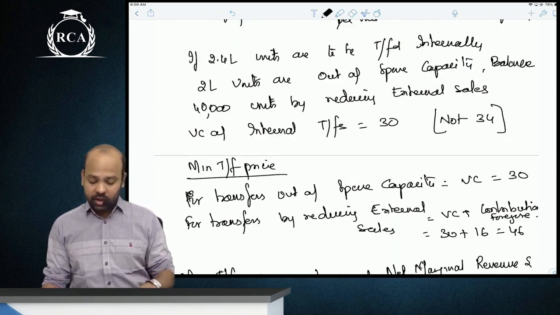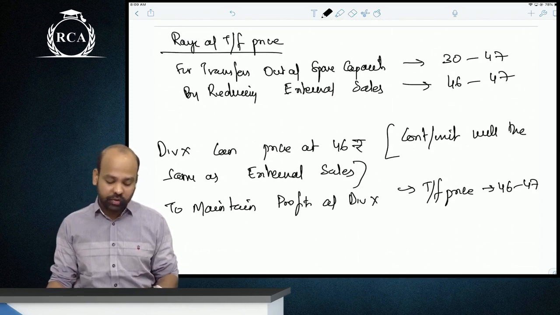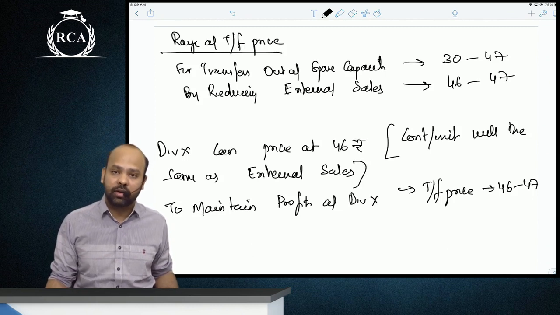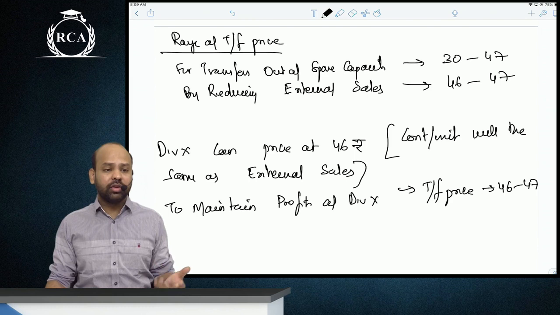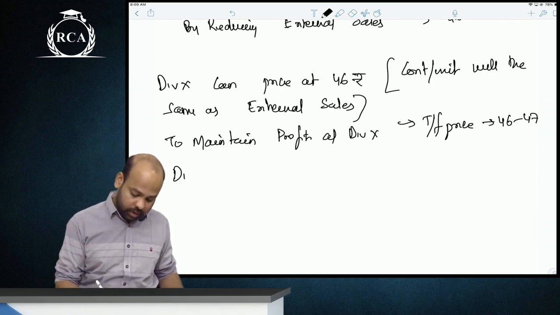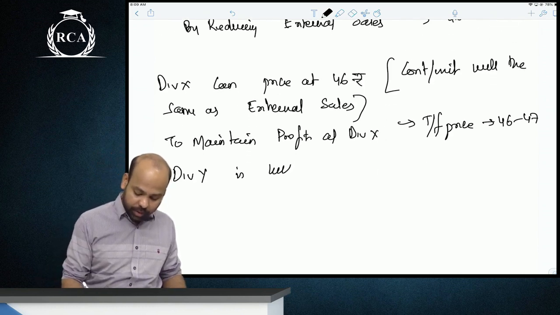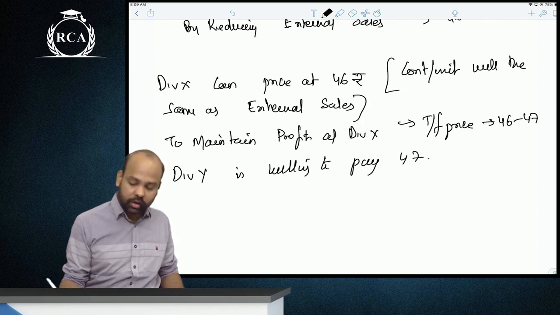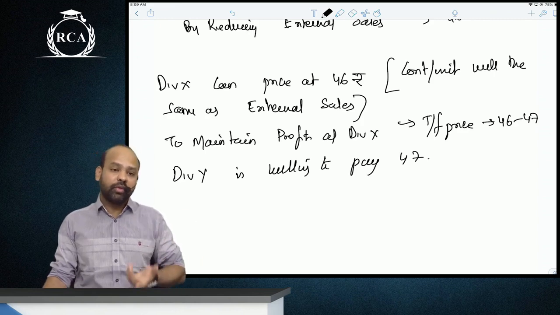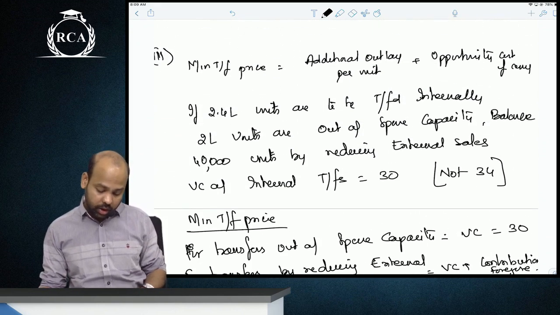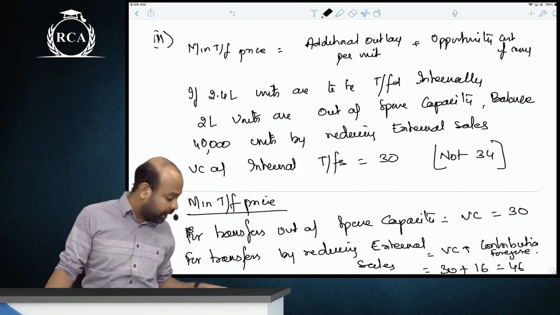Because if he's transferring at 30 rupees, obviously he's not making any profit out of internal transfers. And the other division, Division Y, is willing to pay 47. He never said I will not pay 47. So transfer comfortably. You can transfer at 46 also, no? 46 or 47. You will make your profit, and the other division also will make their profit. So this is what you should know.